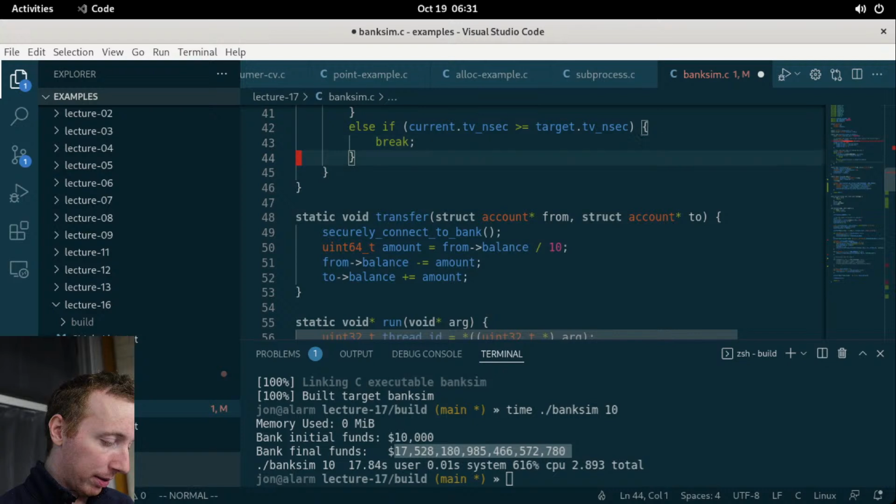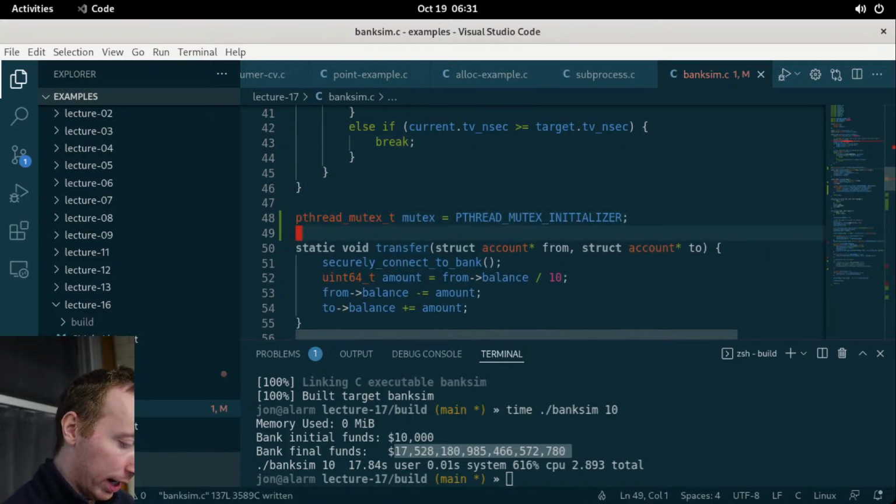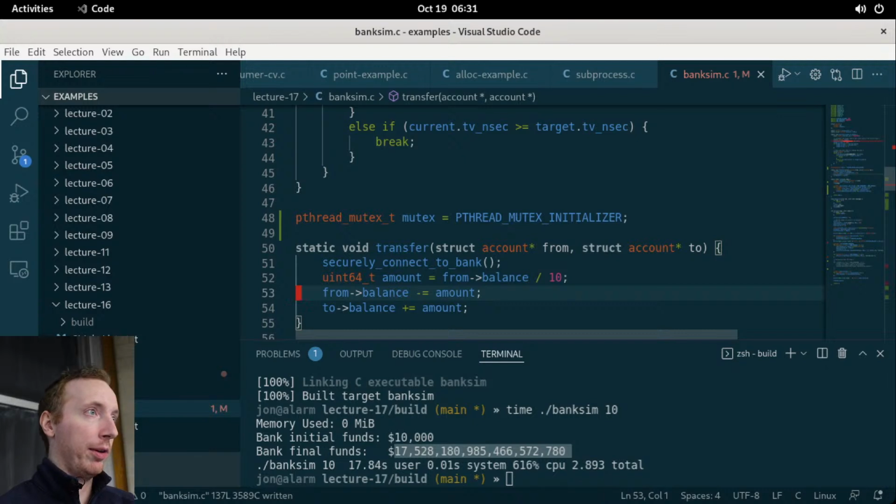So actually, I want to move the lock up because transfer is where my problems lie. So now I have a mutex. Where should I put it? Is securely connect critical, or can each thread do that? Each thread can do securely connect independently.